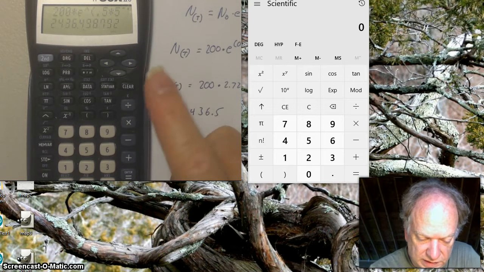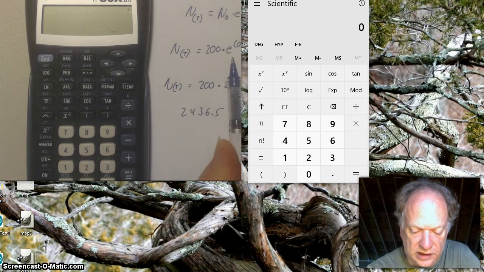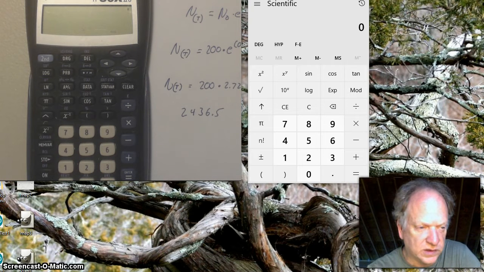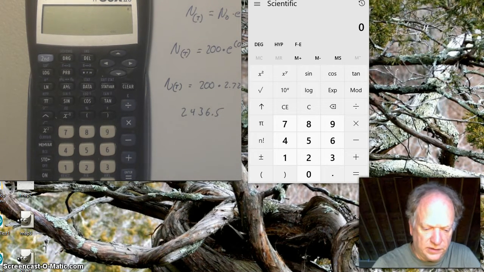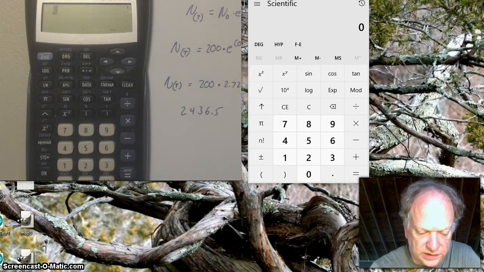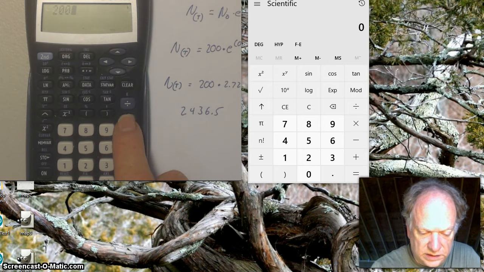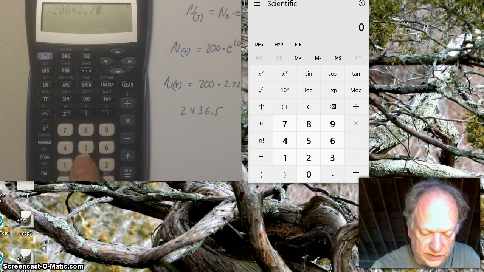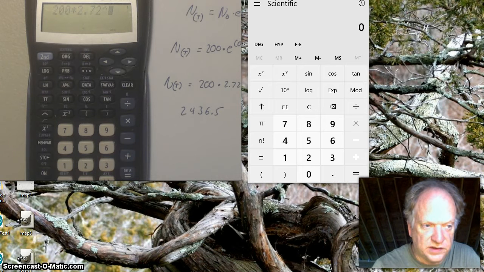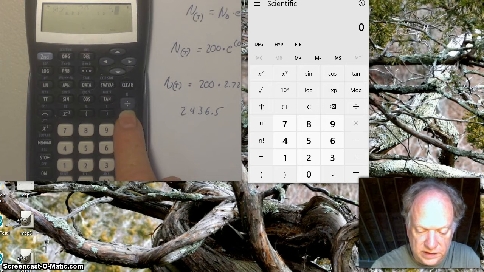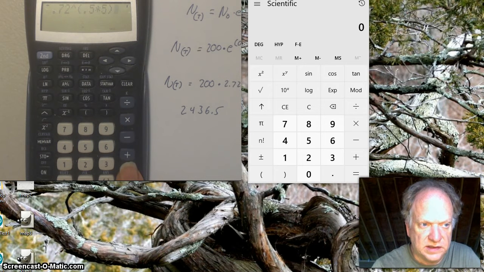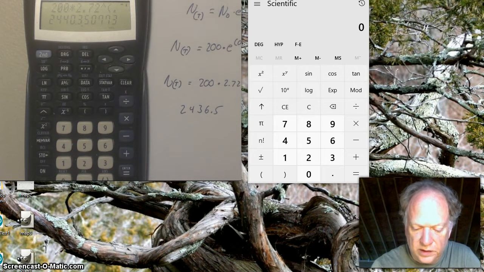Now let's compare that. I'm going to clear it. If you did not have the e key, you can use the y to the x, or you can use the caret thing here. So let's turn this on again. We're going to go 200 times 2.72 raised to, open parentheses, 0.5 times 5, close parentheses, equals, and we get roughly the same number, but not exact, because 2.72 is an approximation.